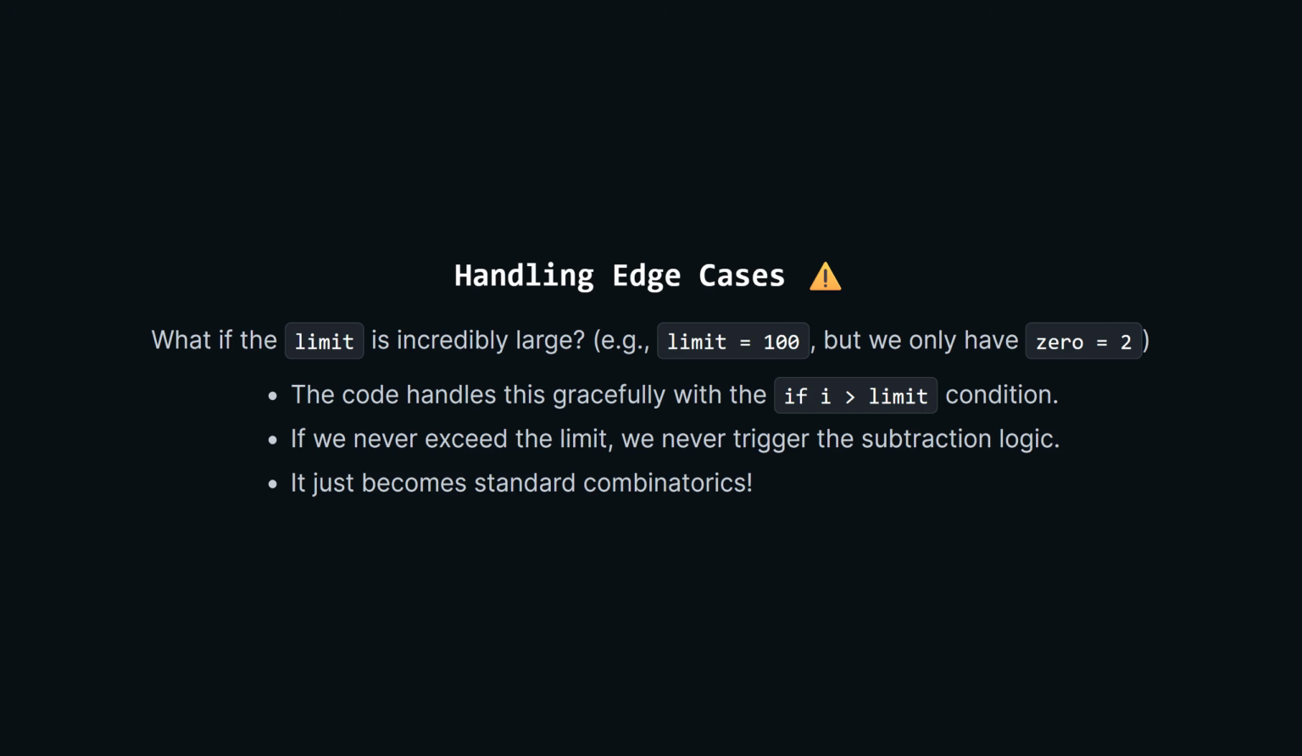You might wonder about edge cases. What if the limit given to us is massive? Let's say the limit is 100, but we only have 2 zeros to place. We can never break the rule. Our code handles this perfectly because of the if i is greater than limit check. If we never reach the limit, we never subtract anything, and the code simply counts all possible arrangements.